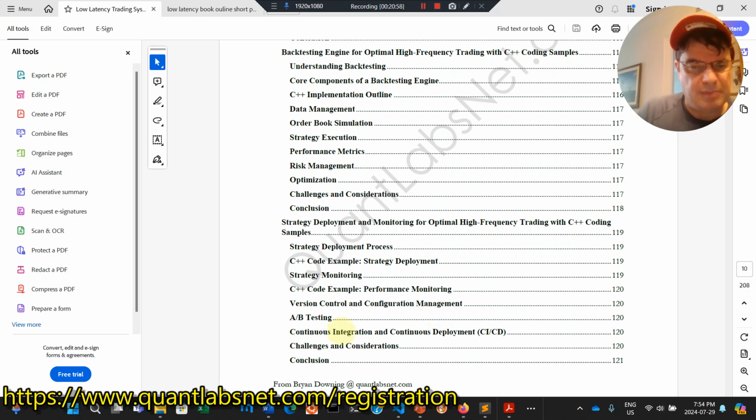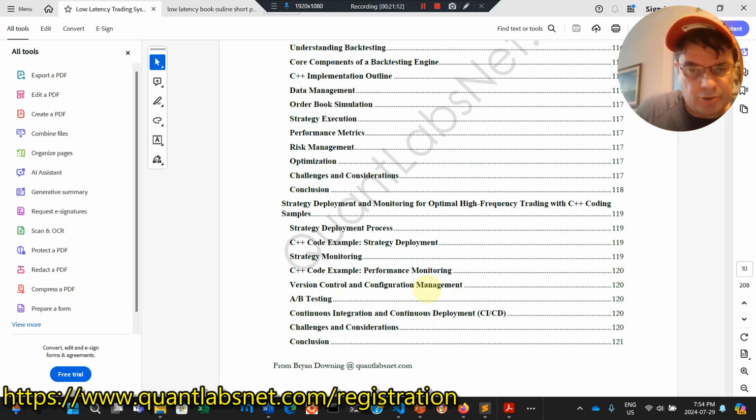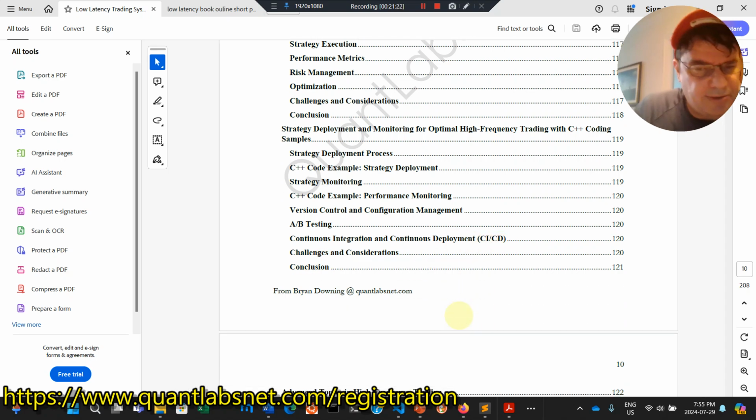Version control and configuration management. That could be if you wanted to use GitHub. I wouldn't trust GitHub storing code like this that could be so valuable. I wouldn't trust it. You probably want to have your own internal solution. Version control, configuration, A/B testing, continuous integration and continuous development, CI/CD, challenges and considerations.